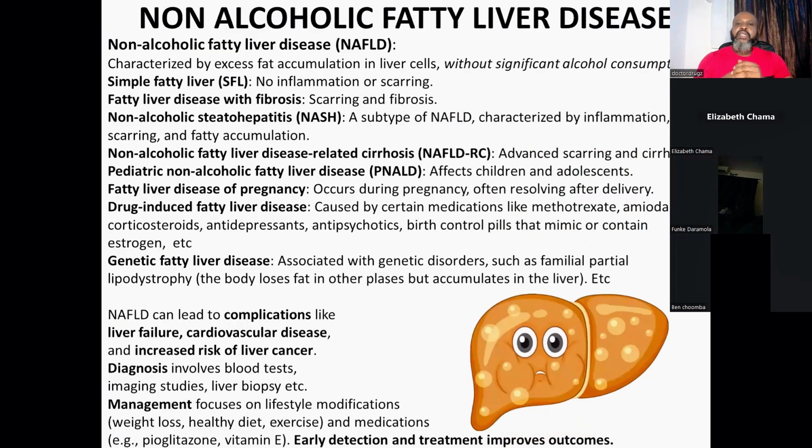Now, non-alcoholic fatty liver disease is a fatty liver that is not a drunkard and ends up looking like a liver that's a drunkard. So you can see that non-alcoholic fatty liver disease has different subtypes, which include simple fatty liver disease with fibrosis, that is scarring. Then we have non-alcoholic steatohepatitis, which is a subtype of what we just talked about, characterized by inflammation, scarring, fatty accumulation, and a lot of others, and also drug-induced fatty liver disease.